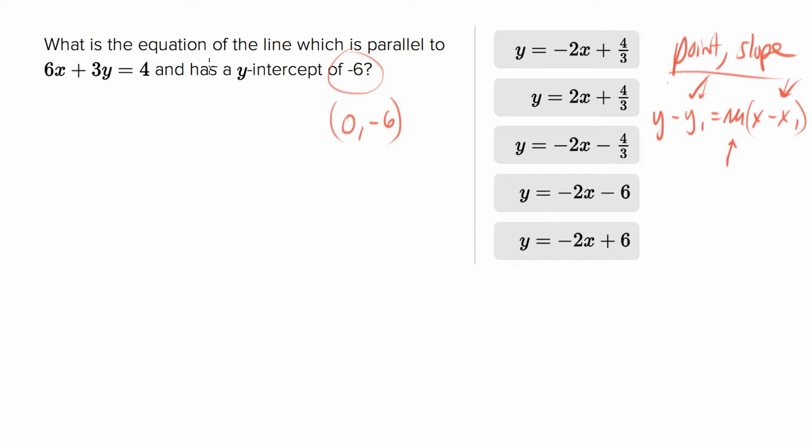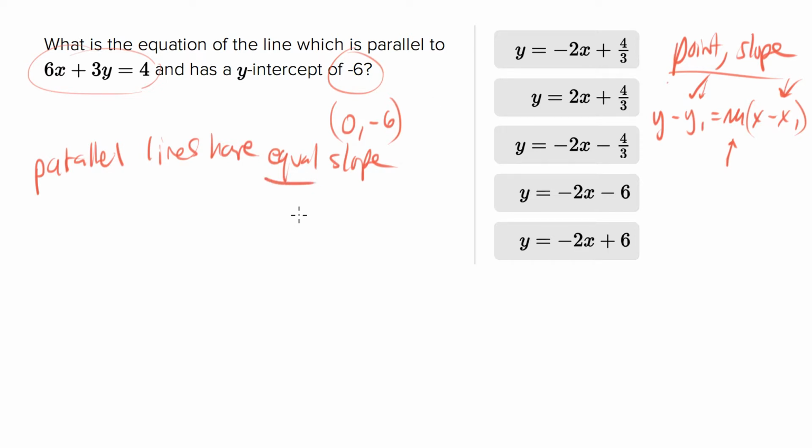But they've told us that our line is parallel to this line. Well, parallel lines, and this is something you needed to know coming in, have equal slope. So if we can figure out the slope of this line, then we know the slope of our target line. So let's put this line into slope-intercept form.